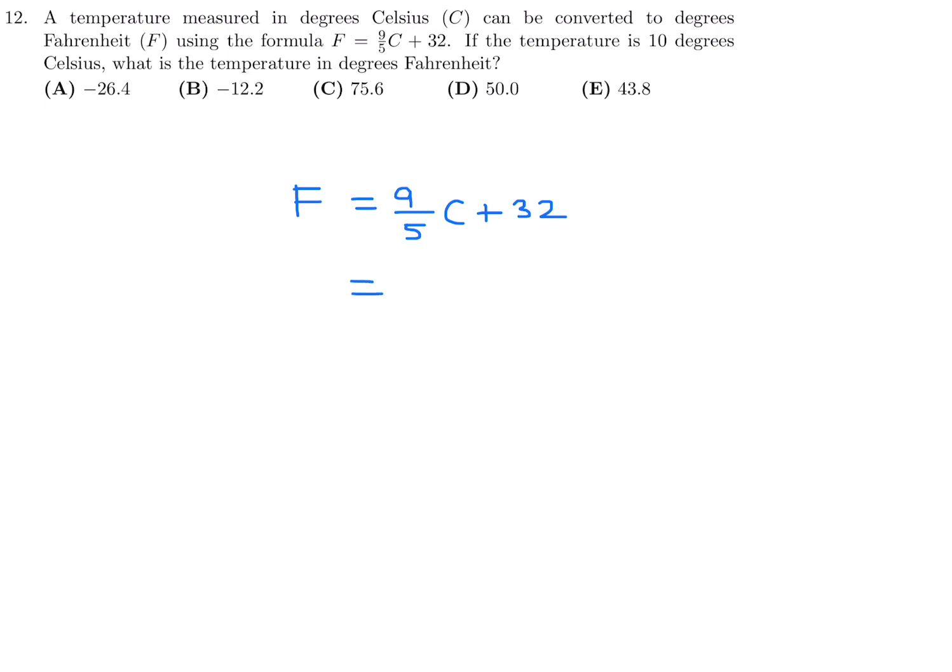So they're giving you 10 degrees Celsius, right? So you just substitute 10 for C. So 10 Celsius, this looks like 10 divided by 5 is 2. 2 times 9 is 18. And 18 plus 32 is 50. So if it's 10 Celsius outside, that is equivalent to 50 Fahrenheit. So number 12, the answer is D.